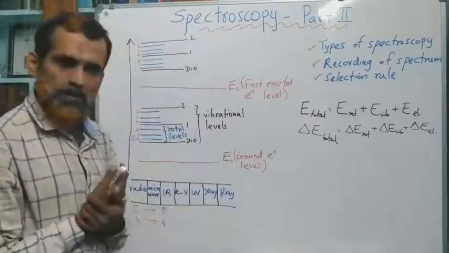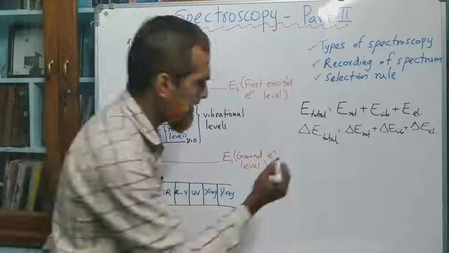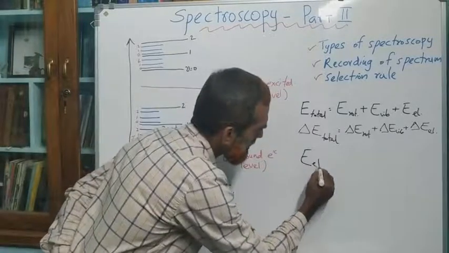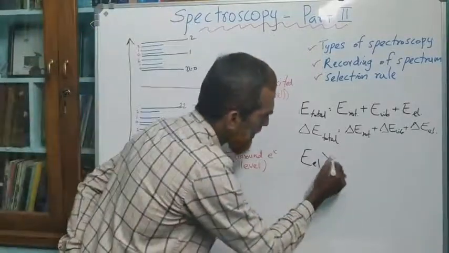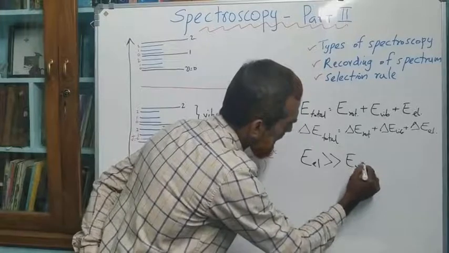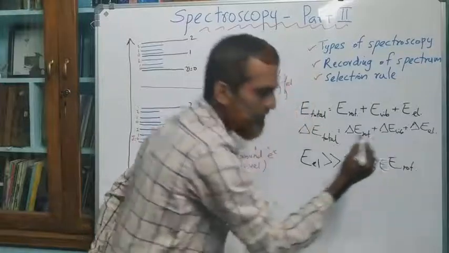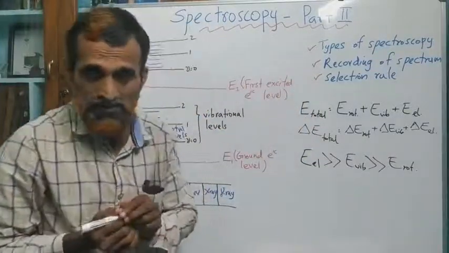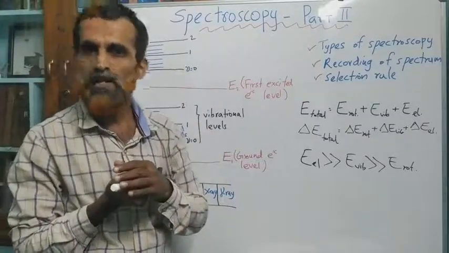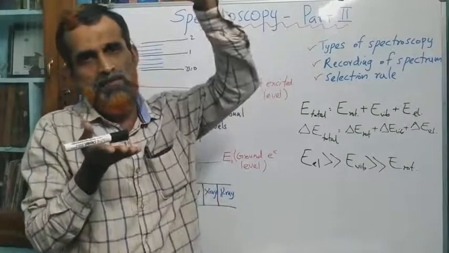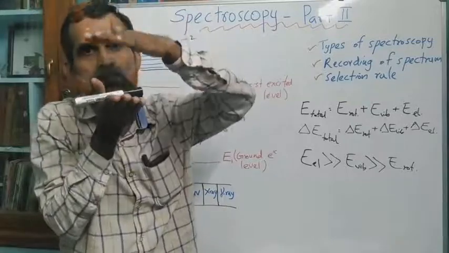Now, these three energies, if we compare, the magnitude is that electronic energy is having the greatest magnitude, or it is maximum quantized, decreases to vibration energy and further decreases to rotational energy. So keep this in mind. That means in a molecule, the most spaced energy levels are electronic energy levels. That is having maximum separation. Then comes vibrational energy, then comes rotational energy.